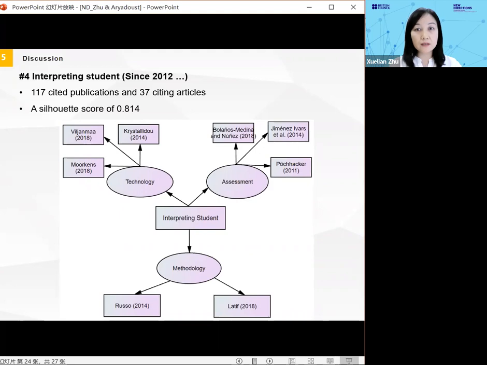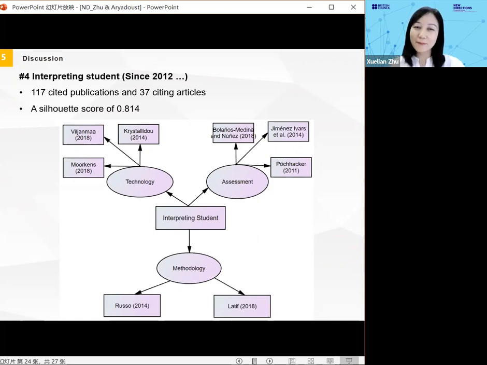For the technology part, this author, Vilgemma, in 2018, used Learn Perform, which is a kind of dialogue interpreting simulation to train the interpreter students with replicated authentic communication situations. I think it is very useful, especially under the COVID-19 situation. We have no real situation or scenarios for students to have field practice. So this kind of simulation is very useful for students.